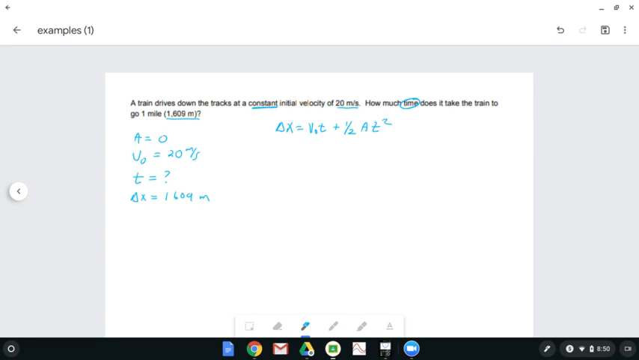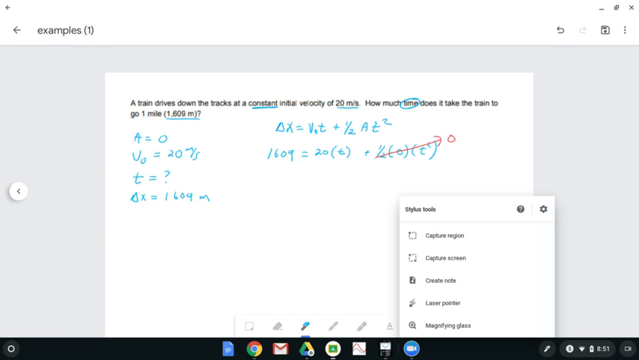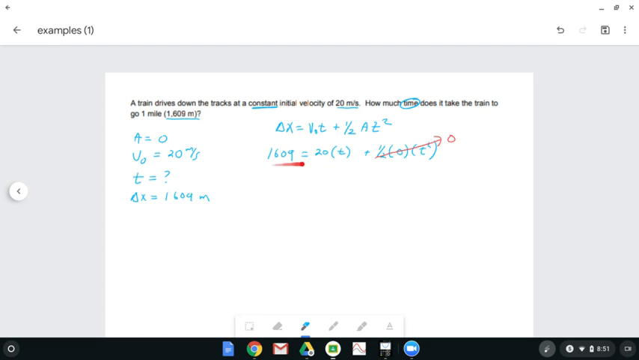Now I can begin to plug in all my information. 1,609 for delta x, initial velocity is 20, t is unknown, plus 1/2, 0 for my constant velocity, and my time of t squared. What's really nice about this is, look at this. 0 times anything in the world, this is in fact just 0. So this whole chunk right there just cancels out, which is really, really nice to see. That leaves me with just this part right over here to solve for. We don't care about that second part.